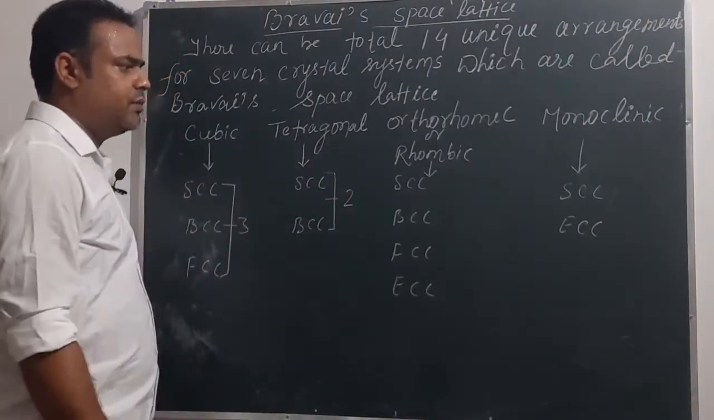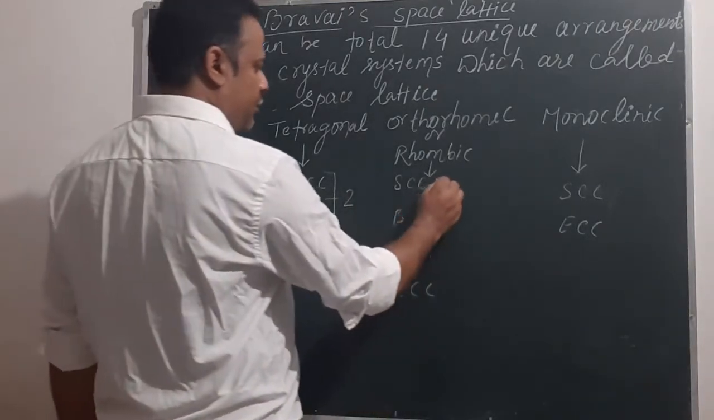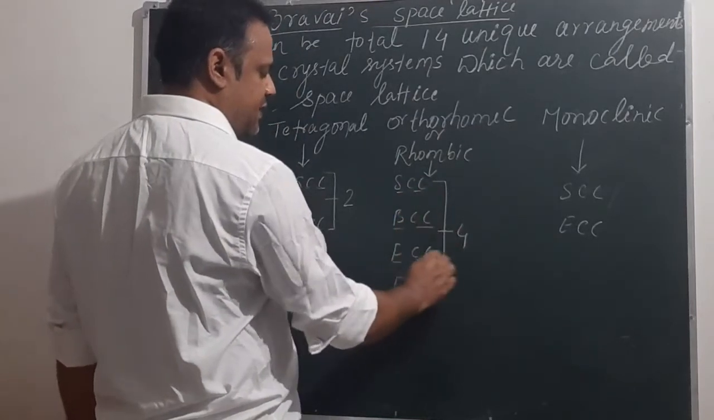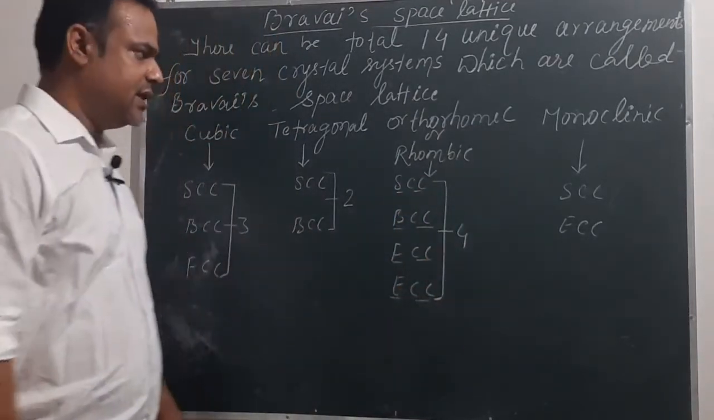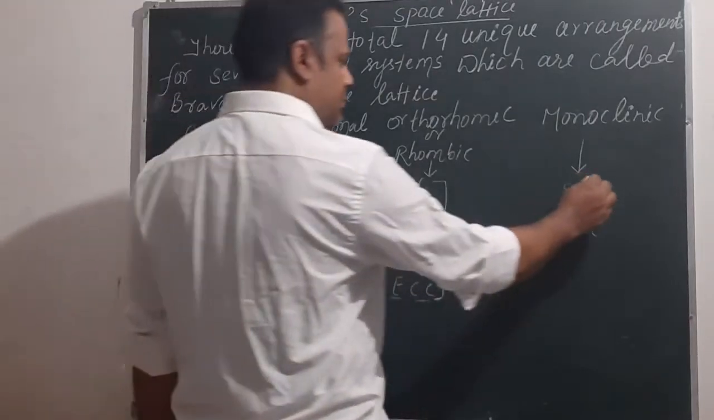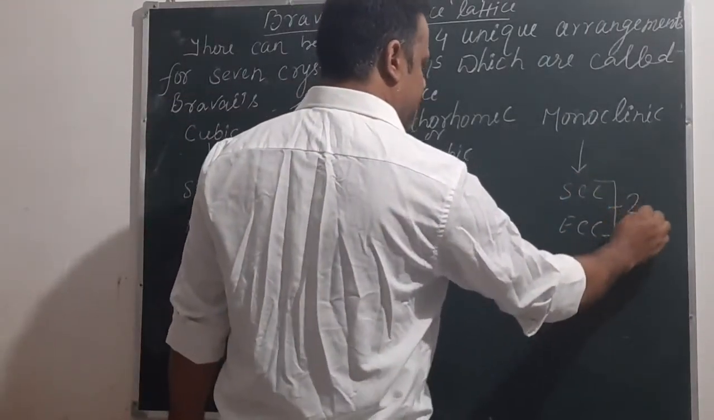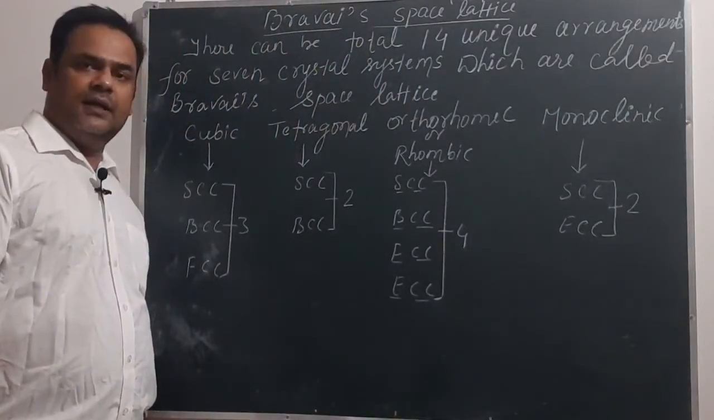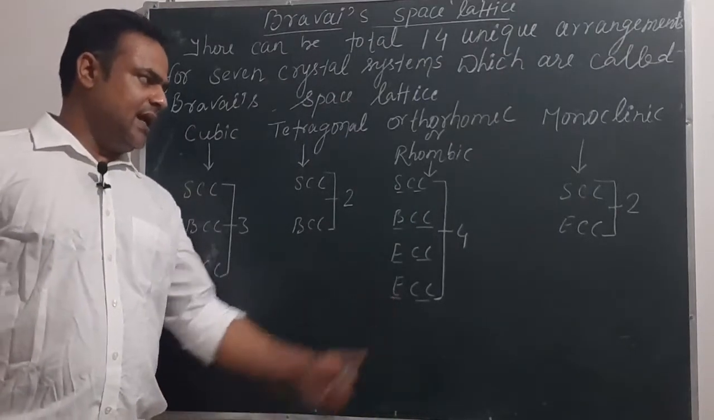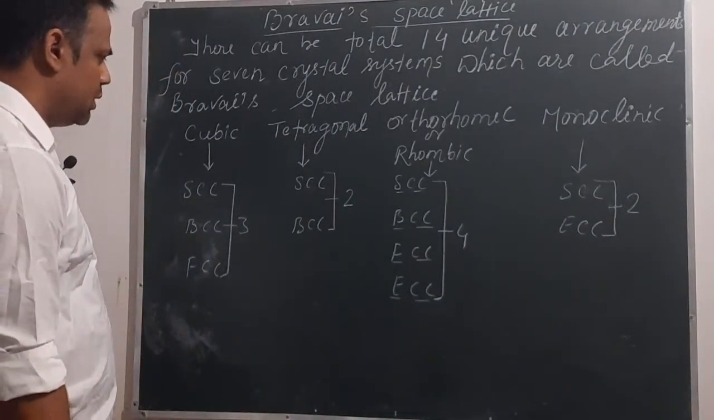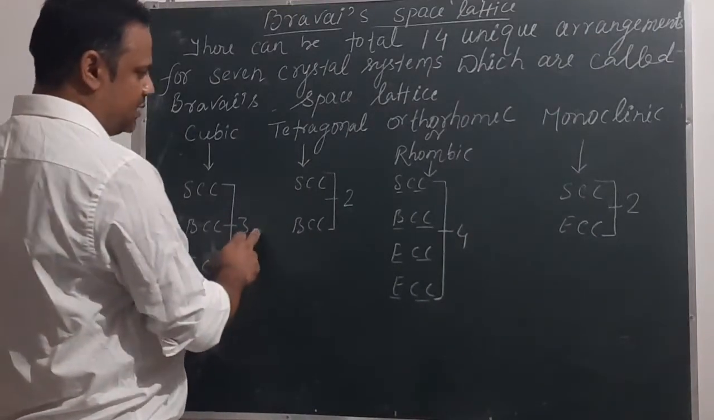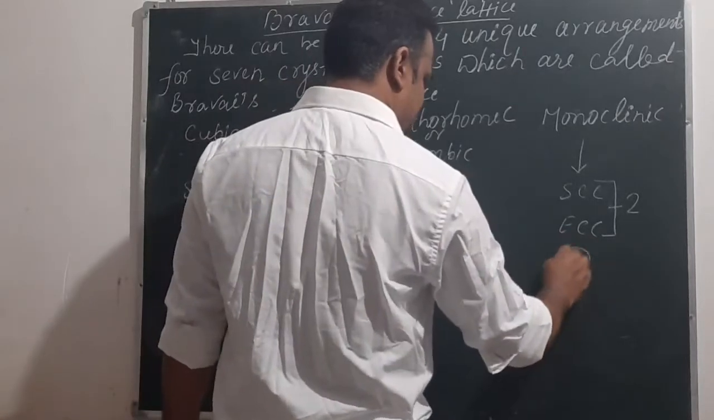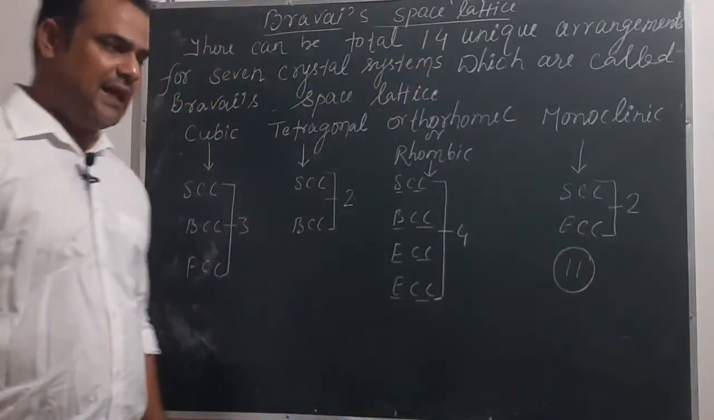When we come to orthorhombic or rhombic, we have 4 unique arrangements, that is simple cubic unit cell, body centered unit cell, face centered unit cell and end centered unit cell. And when we come to monoclinic, we have 2 unique arrangements, that is simple cubic unit cell and end centered unit cell. ECC means end centered unit cell. So if we add all these, how many are there? 3 plus 2 is 5, 5 plus 4 is 9, 9 plus 2 is 11. So in total we have 11 Bravais space lattices here.